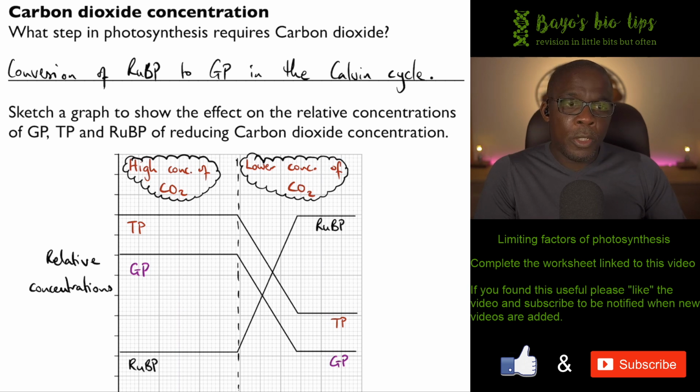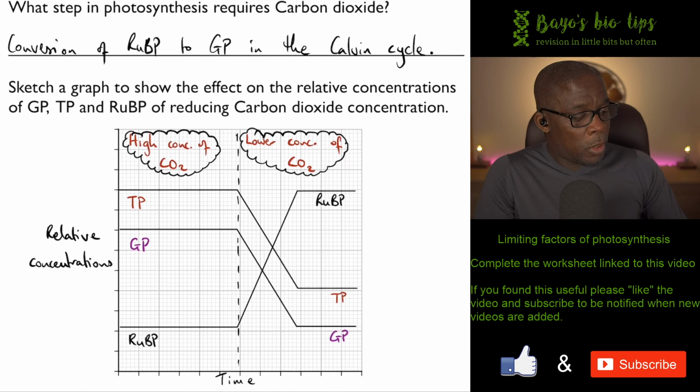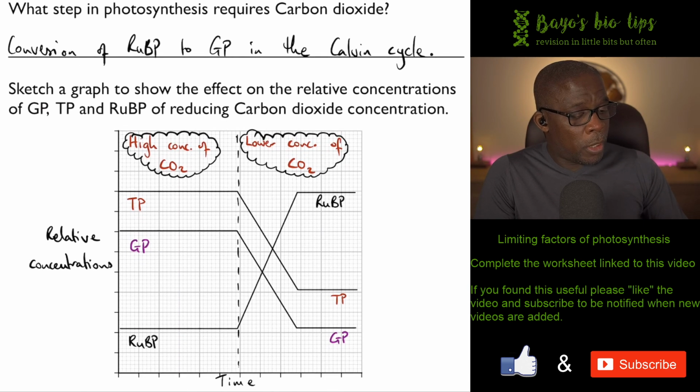So remember that RUBP has 5 carbons in it, whereas GP has 3 carbons in it, but they're 2 molecules. As such, there's a shortfall of 1 carbon atom, which is supplied by carbon dioxide. So a graph showing the effect of carbon dioxide on the process is shown in that diagram. And as you can see, in this case, TP and GP drop, whereas RUBP's concentration increases.